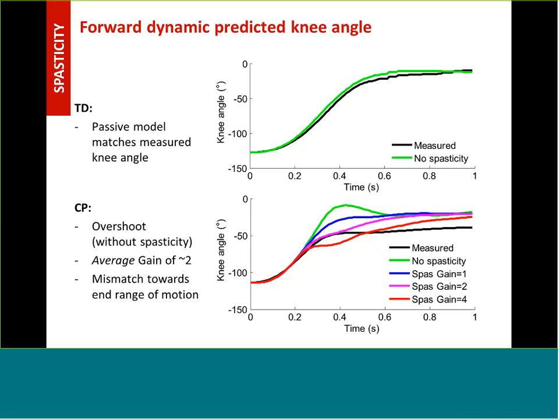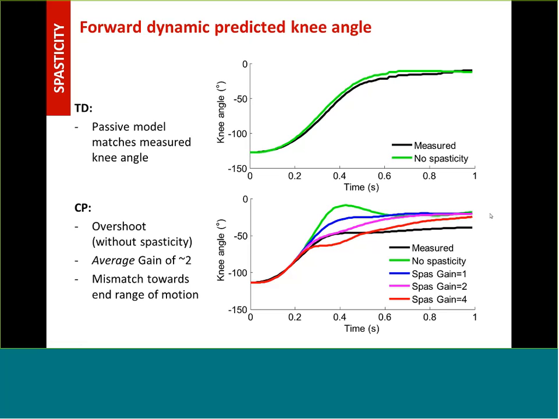Towards the end, all simulations continue to overestimate the knee extension angle with 15 to 20 degrees. So we see that there's a clear improvement with including spasticity, especially in the first part of the motion, where we still get a small overshoot at the end.